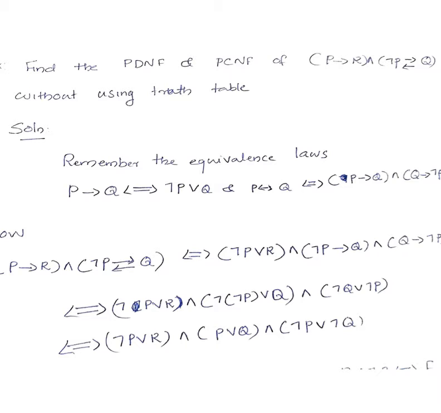In the first statement, negation P or R, there is no Q, and in the second, P or Q, there is no R. Also in the third one there is no Q and no R. So we have to introduce the missing terms here. So what do we have to do?